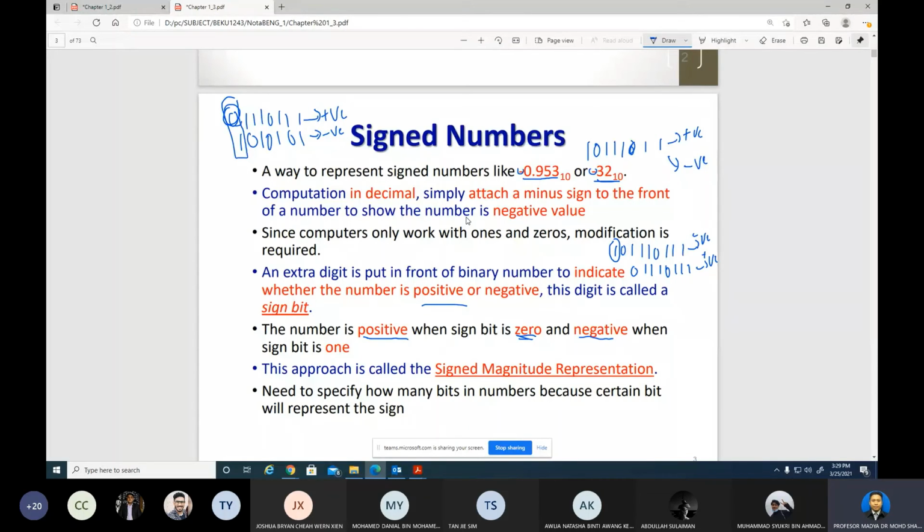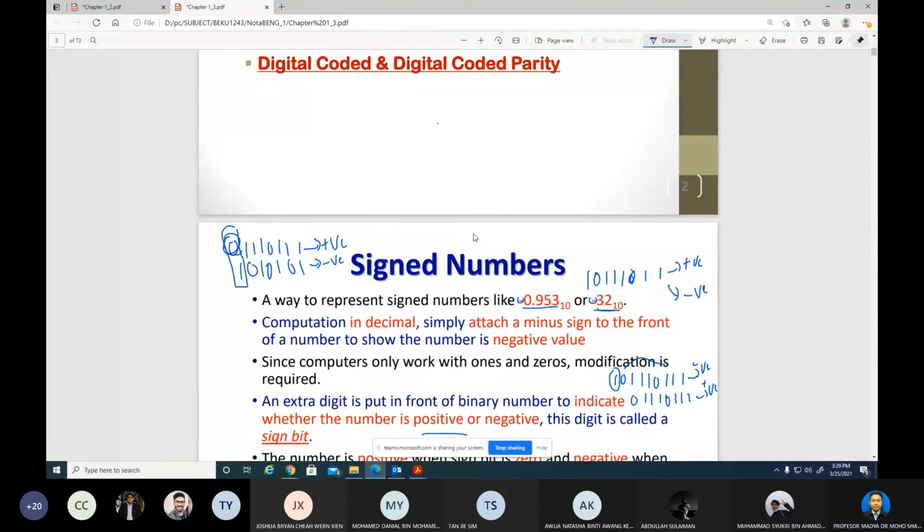When we implement the sign number, it is just similar to a binary number, but we put an extra digit in front, the sign bit. So automatically you have to know what number you want to represent. For example, I draw like this: 1 0 1 1. This first digit is the sign bit, which represents the negative, and the value is 3. So this is negative 3 in decimal.